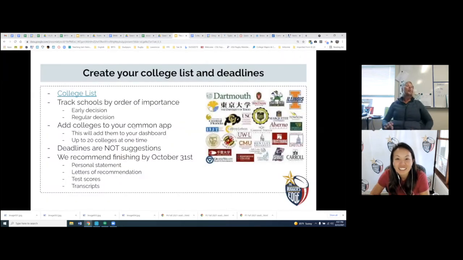Okay, so you want to make sure that you create that college list, track your schools by order of importance. And here's what's really great. You can open up the Common App at any time during high school. So you can be a junior and creating a list and starting to look at those college requirements.